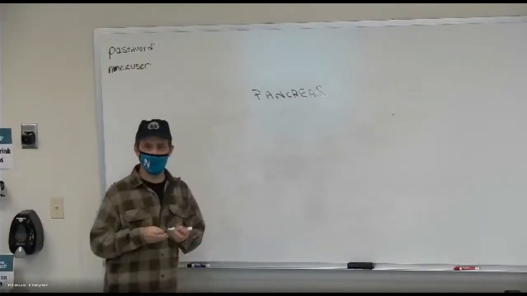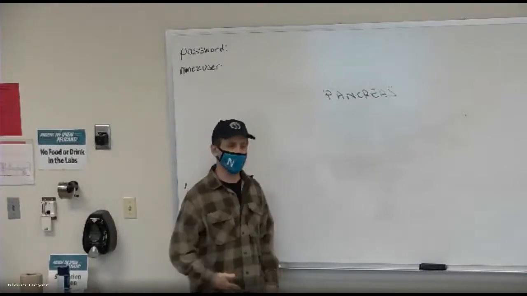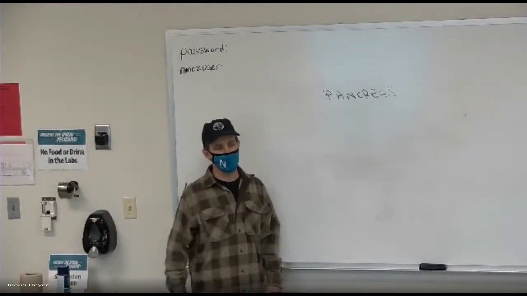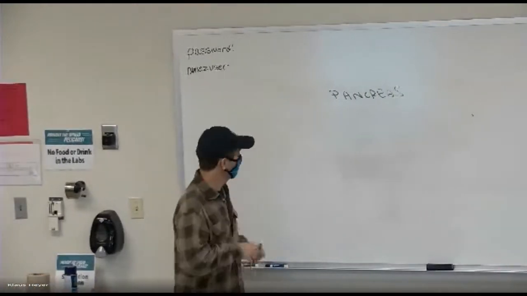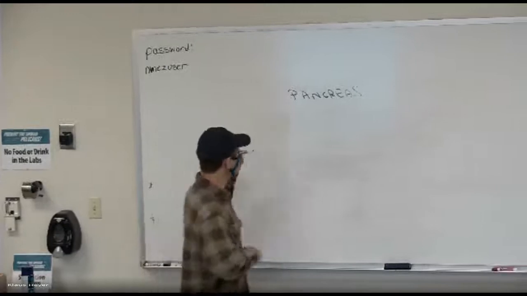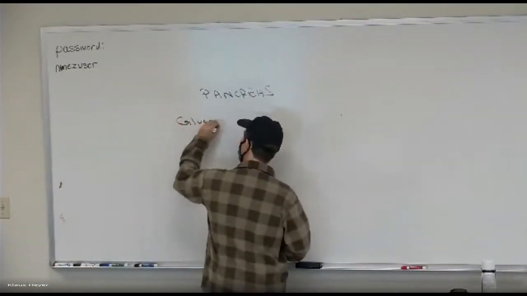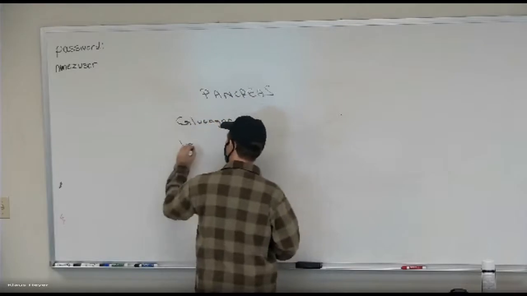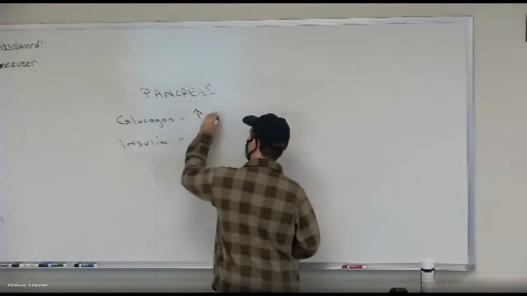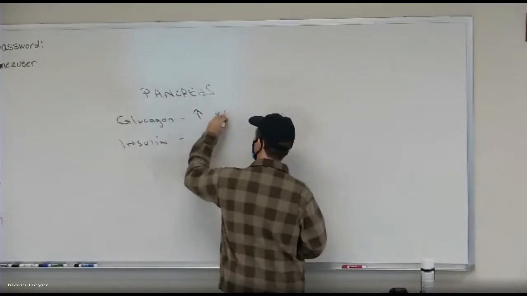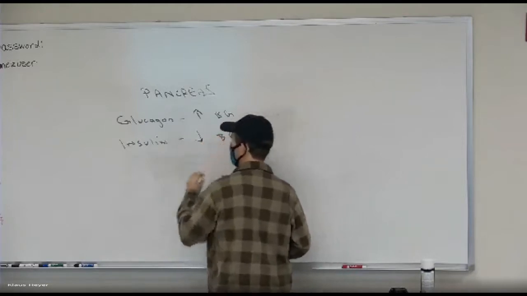There's 4 different types of cells. I'm not going to give you the cells anymore because you guys all memorized the cells and not the hormones. So there's 4 hormones. We already have 2. Glucagon, insulin. Glucagon raises blood sugar, blood glucose. Insulin lowers blood glucose.